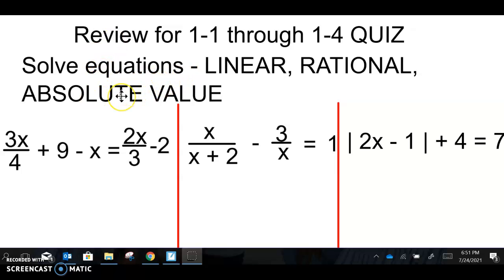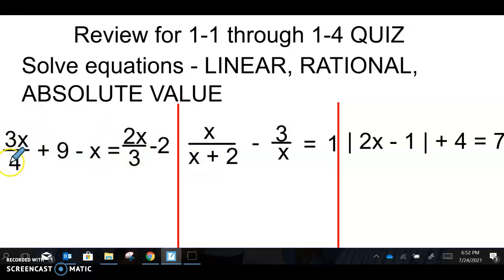In 1-1, we did linear, rational, and absolute value equations. Please make sure you can solve those. In a linear equation, x is not in the denominator as it is in a rational equation, and x is not in absolute values as it is in an absolute value equation. Don't get confused. Just because there's a 4 in the denominator, that doesn't mean this is a rational equation. This is a linear equation because x is not in the denominator.